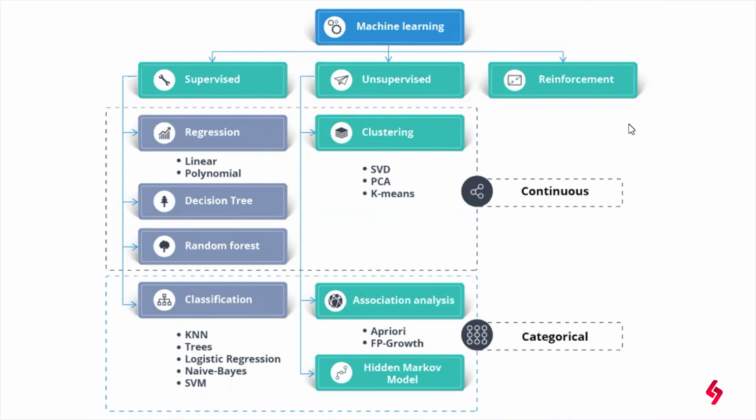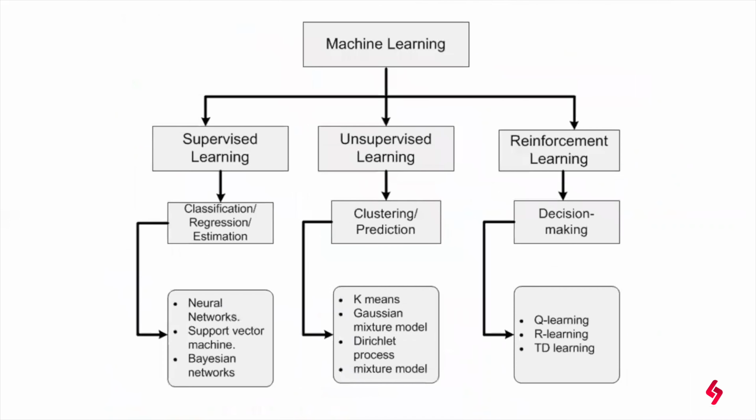Coming to the next one, this is another diagram, which I have also taken from Google. Machine learning supervised, unsupervised, reinforcement learning is mentioned here in a simple manner. The classification, regression, and also neural networks, some other different diagram here, but the types are the same. Classification, regression, clustering and association, and reinforcement learning is decision making. That's where Q learning, R learning, TD learning, these different learnings come.